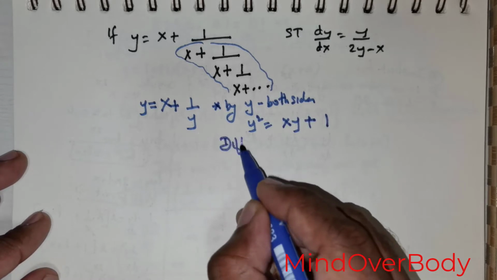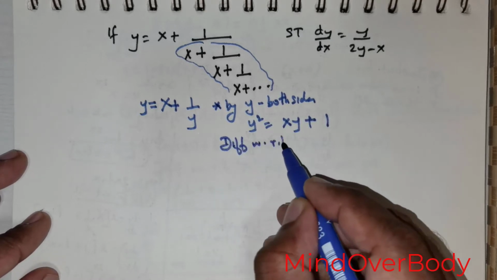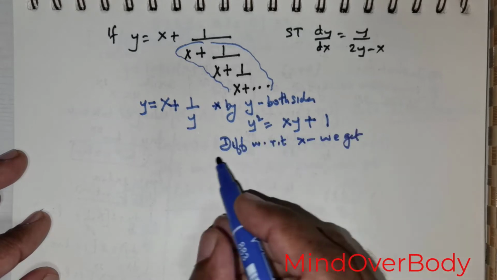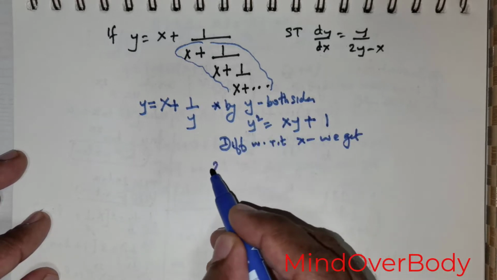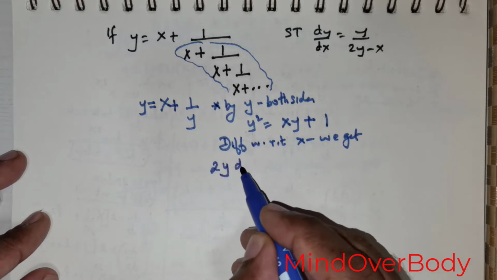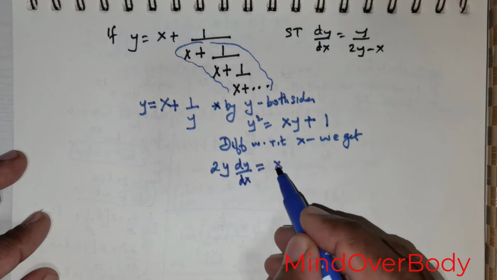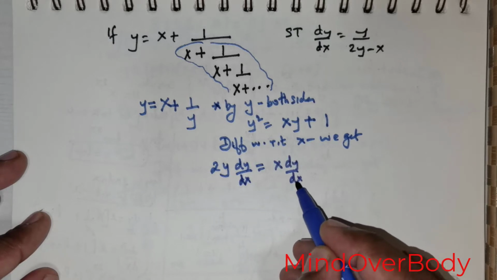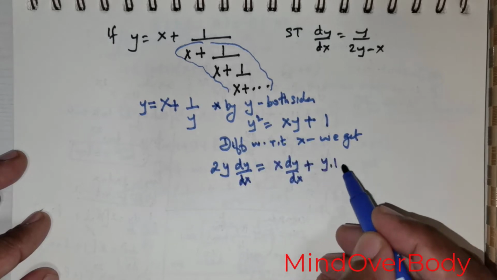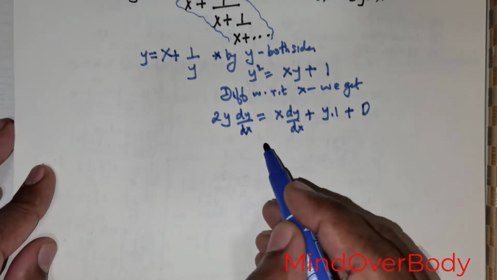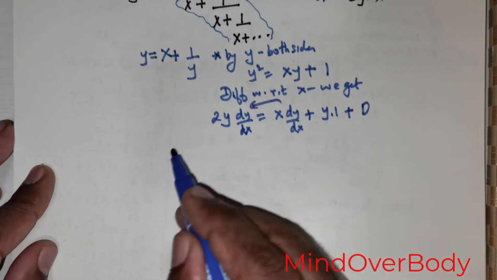Next is differentiating with respect to x, we get. So the differentiation is both sides, and it is implicit differentiation. So it's going to be 2 times y times dy over dx is equal to u into v. So x times differential of y dy over dx, positive y times differential of 1, differentiating this one would give me 0. So I'm going to bring this dy over dx to the other side.